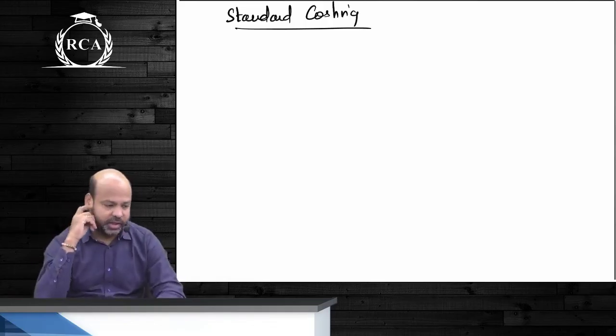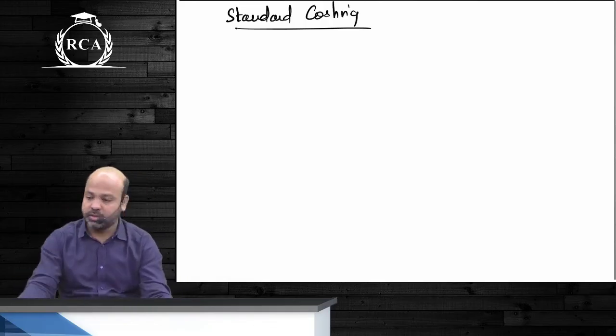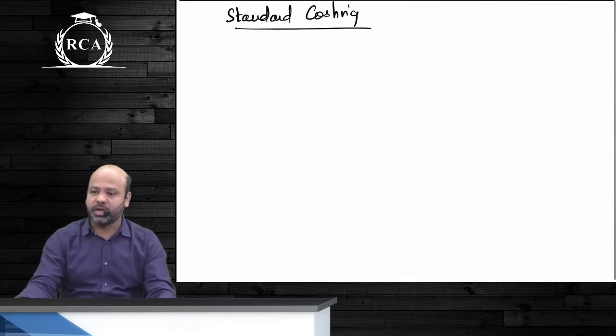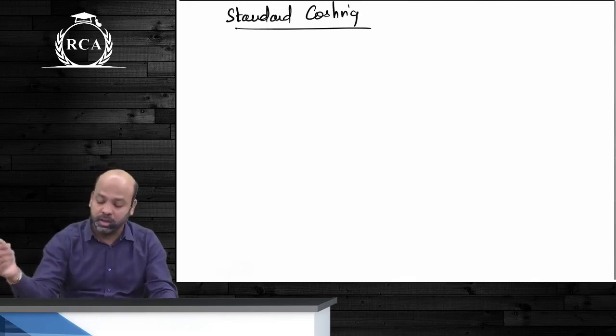Cost control, beta, is trying to stick to a target, trying to stick to a standard that has been set by the organization. Cost reduction as such, beta, is questioning the target.